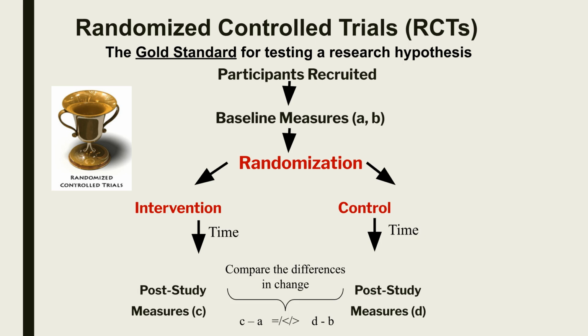To evaluate the effectiveness of the intervention, outcome variables are measured in both groups. These measurements are typically taken at baseline, before the intervention begins, and again at the end of the study. Finally, researchers compare the changes in outcomes from baseline to post-intervention between the experimental and control groups. If the experimental group shows significantly greater improvement, this provides evidence that the intervention is effective.